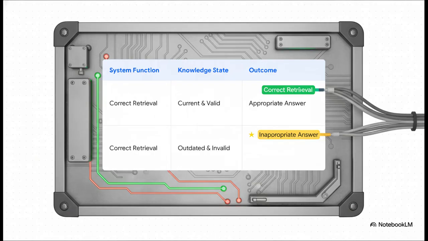Now just look at this, because this chart makes the problem crystal clear. Zero in on that bottom row. The system's function? Perfect. It makes a correct retrieval. It found exactly what it was supposed to find. But because the knowledge itself is outdated, the outcome is a totally inappropriate answer. The system did its job, but it still failed.